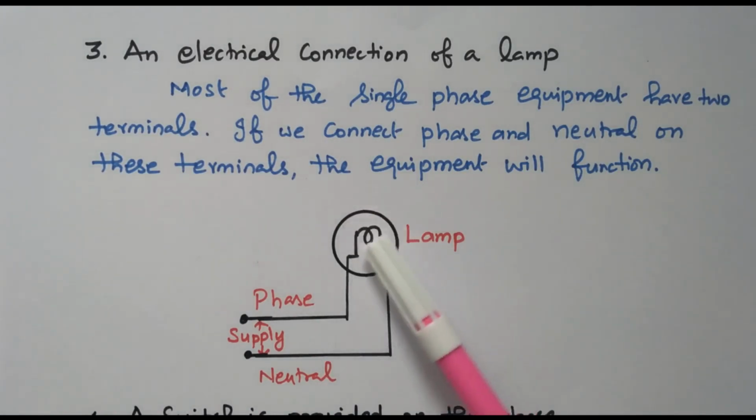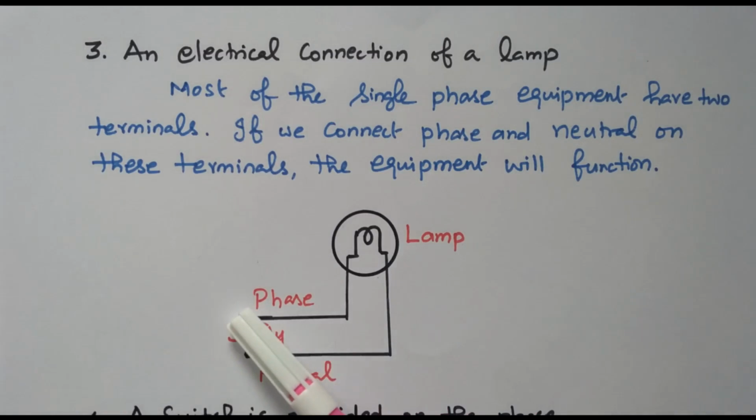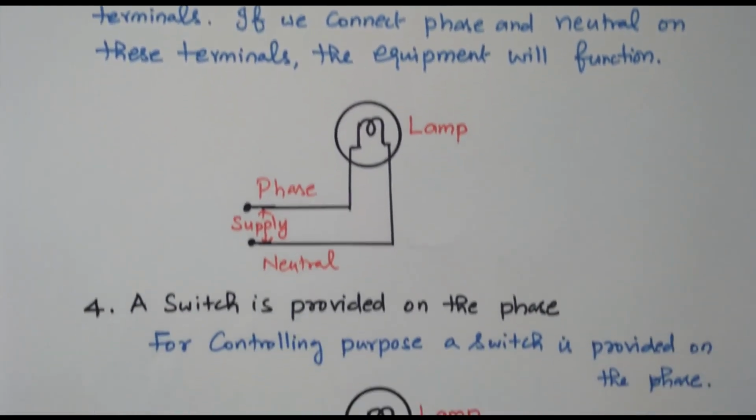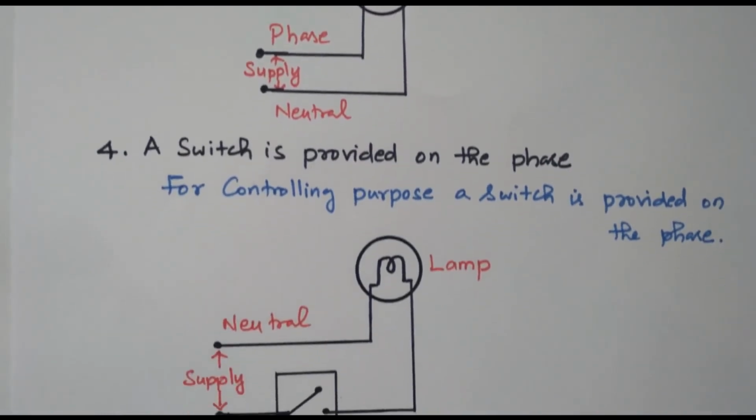For example, if we take the lamp, there are two terminals available. One terminal is connected to the phase, another terminal is connected to the neutral. When supply is given, this lamp will glow. So for any single phase equipment, we have two terminals. One is phase, another one is neutral. When the supply is given, it will glow. Now we'll go to the next type of connection.